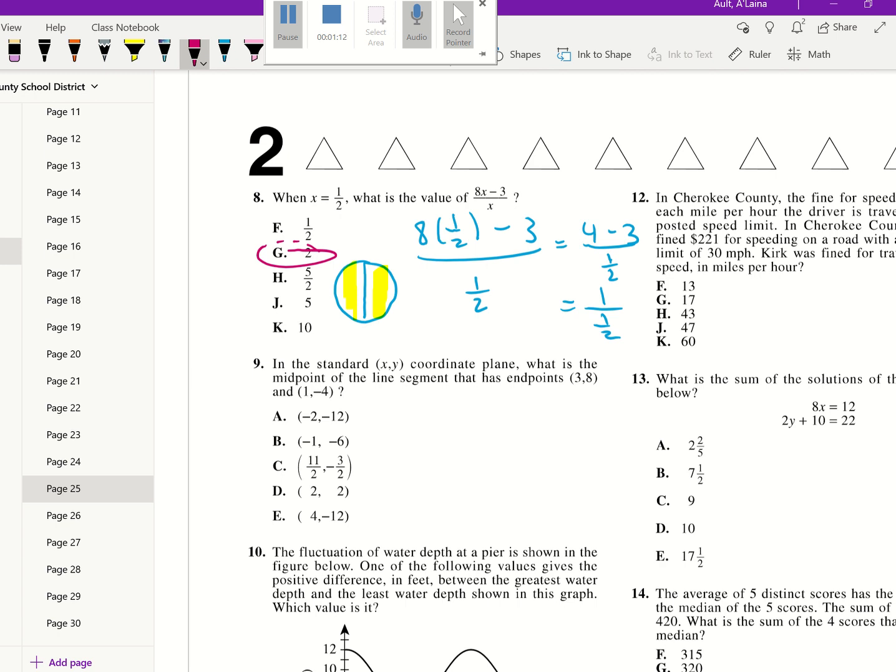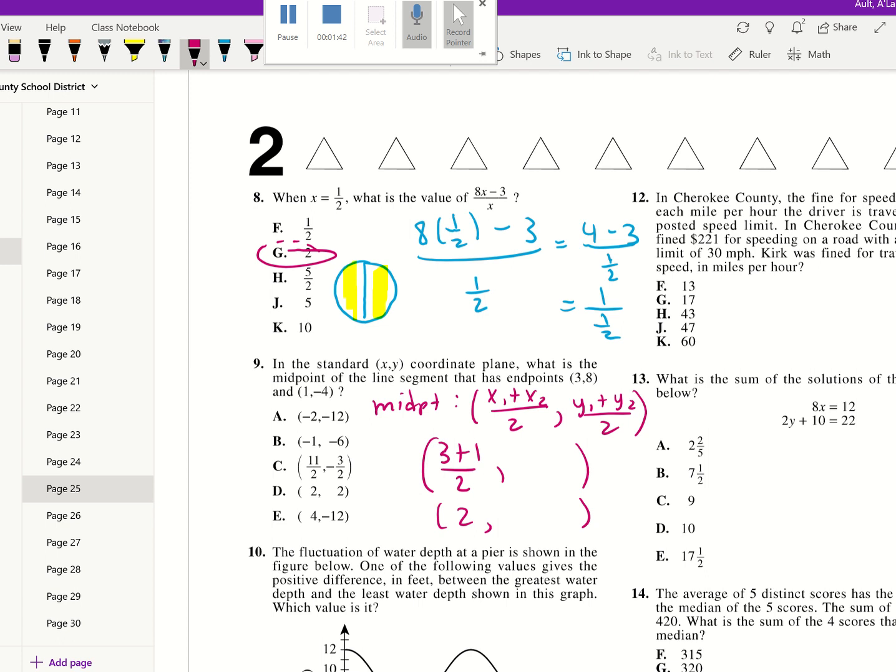Okay, number 9, we have a couple endpoints and we want to find out what the midpoint is. The way you find the midpoint of a segment is you just average. You're going to average the x coordinates by adding them together and dividing by 2. And then you also want to average together the y coordinates by adding them up and dividing by 2. So when we add up the x coordinates, 3 plus 1, and divide them by 2, that will give me the x coordinate. 4 divided by 2 is 2.